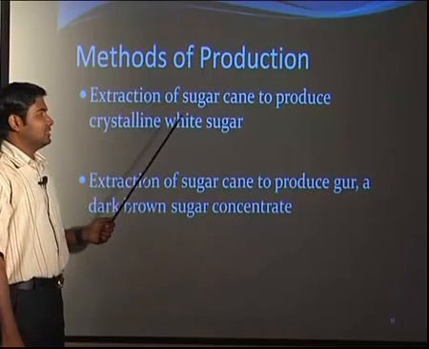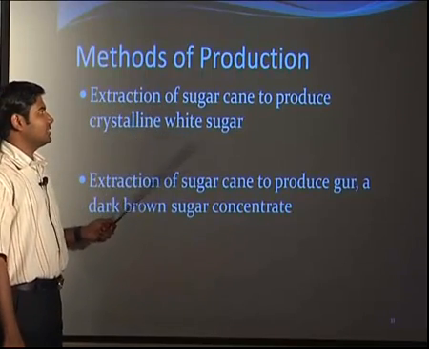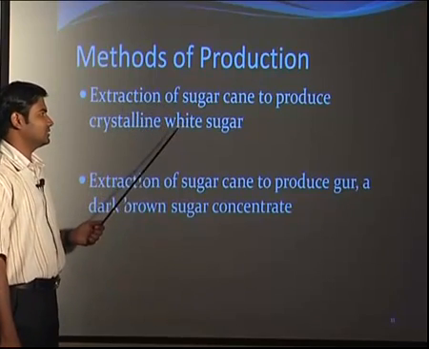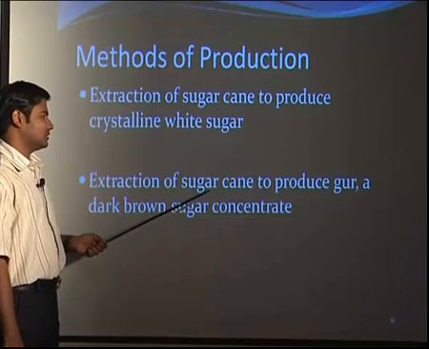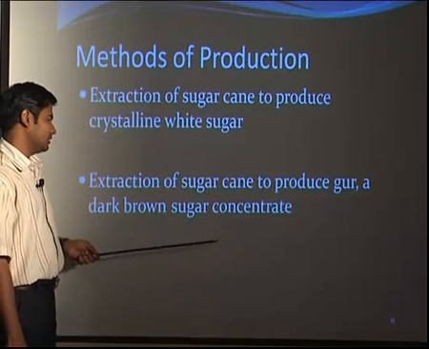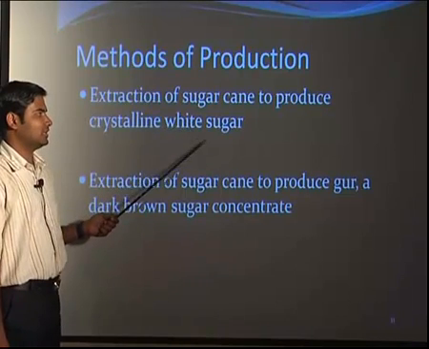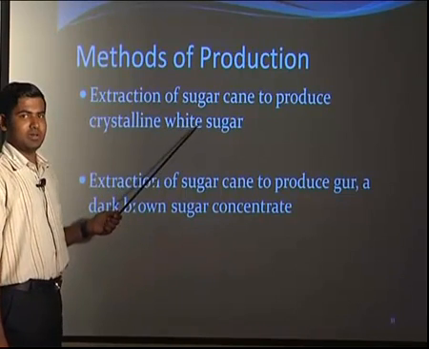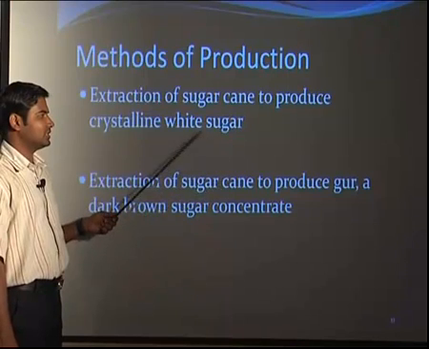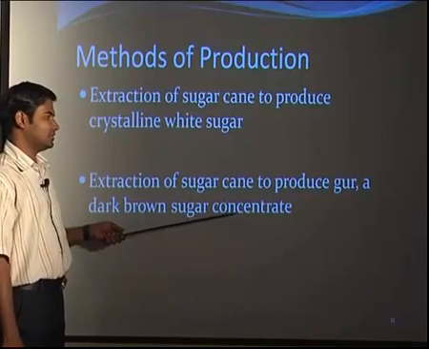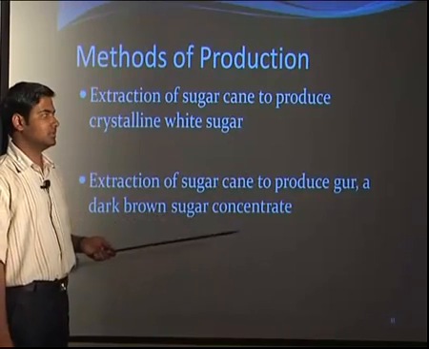As far as sugar production is considered, we have two methods. One is extraction of sugar cane to produce crystalline white sugar. Another is extraction of sugar cane to produce good dark brown sugar concentrate. So mainly in India, sugar is produced, and in the rural part or small scale industry, they will produce either sugar or a dark brown colored sugar concentrate that we generally call gur.